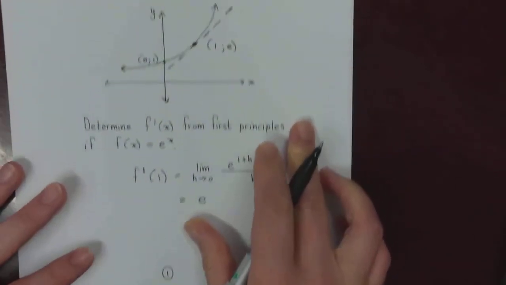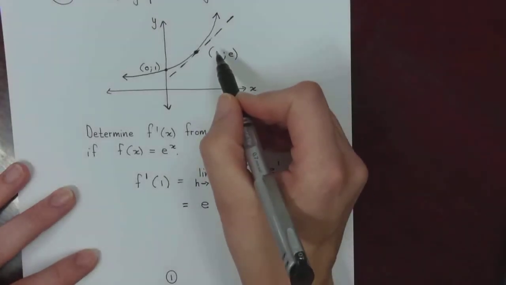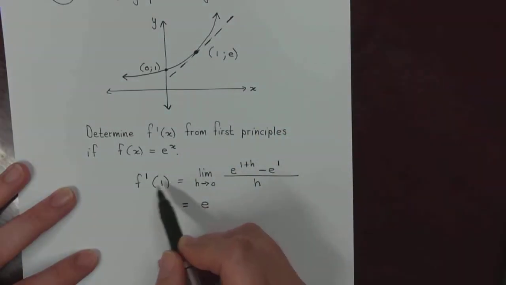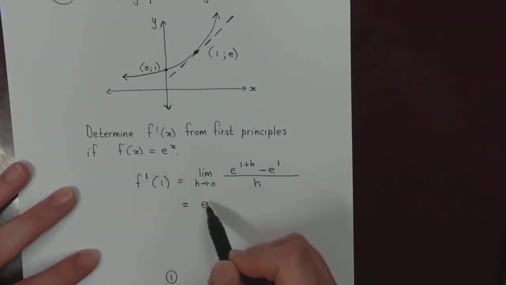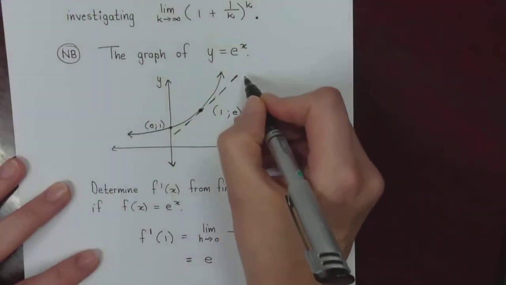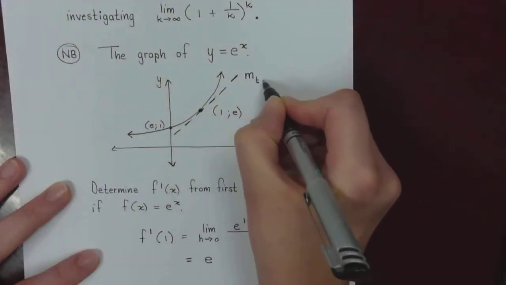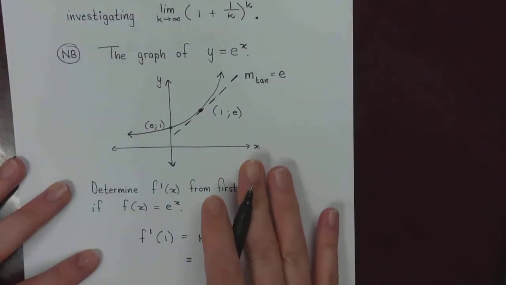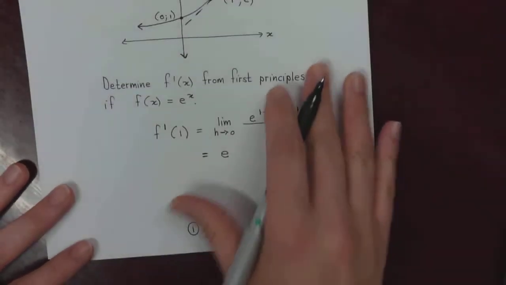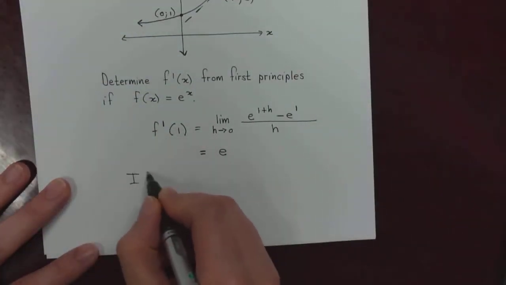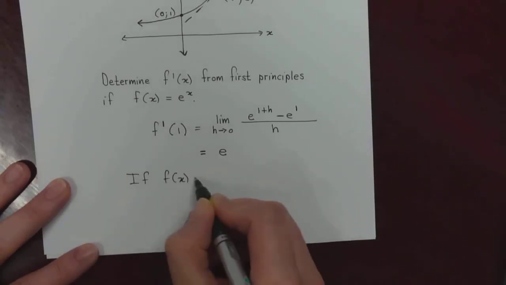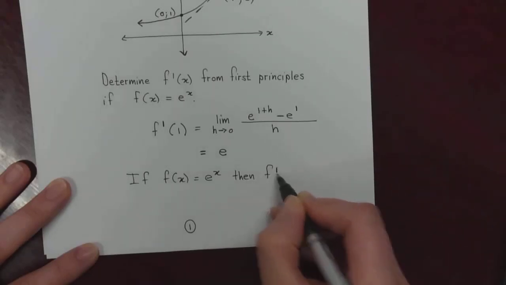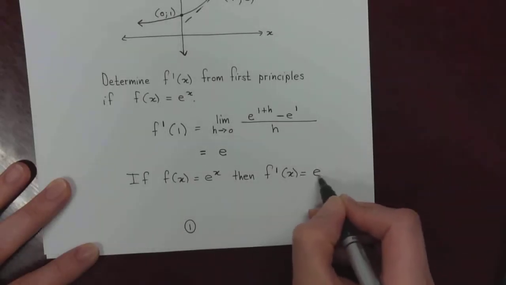So that means this point right there, if the x coordinate is 1, the y coordinate is e. But if the x coordinate is 1, the derivative is equal to e. So we are saying the gradient here of that tangent is also equal to e. And this allows us to make a very, very important deduction: if f of x is equal to the function e to the power of x, then the derivative of f of x is also e to the power of x.